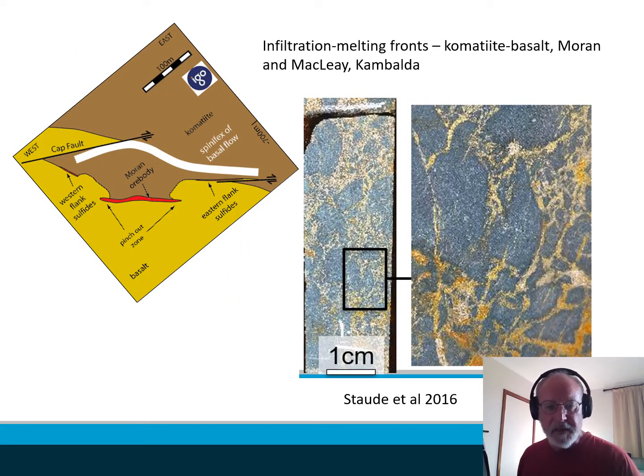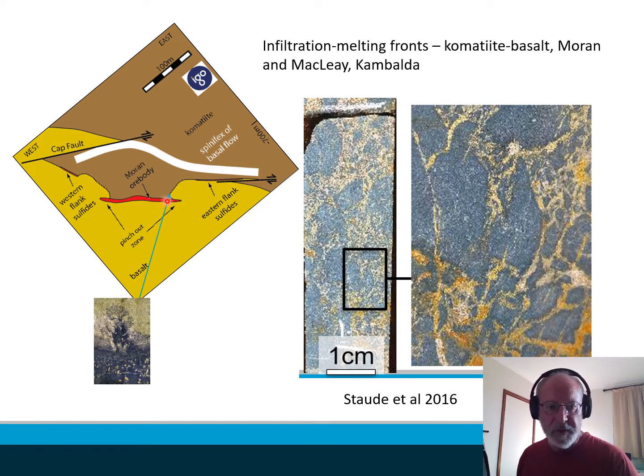So going back to Kambalda again now, and here's a really nice example of one of these infiltration melting fronts. In this case, this is a komatiite sulfide ore body sitting on top of basalt. And this is from a paper I wrote with Sebastian Stauder a few years ago. This is the Moran ore body. The scale bar there is 100 meters. That's the basal flow. There's the sulfide ore body, and it forms these little things called pinch outs, which extend out into the basalt underneath.